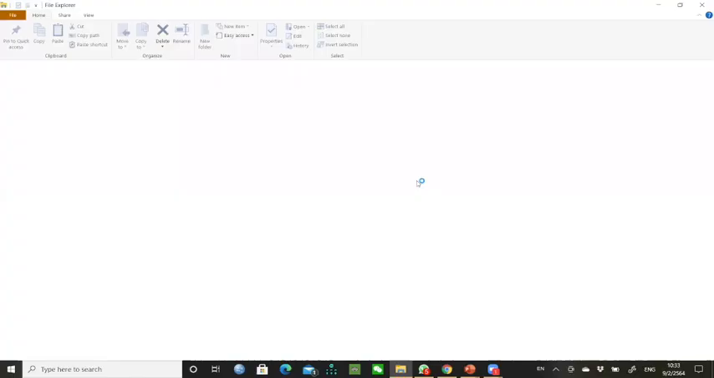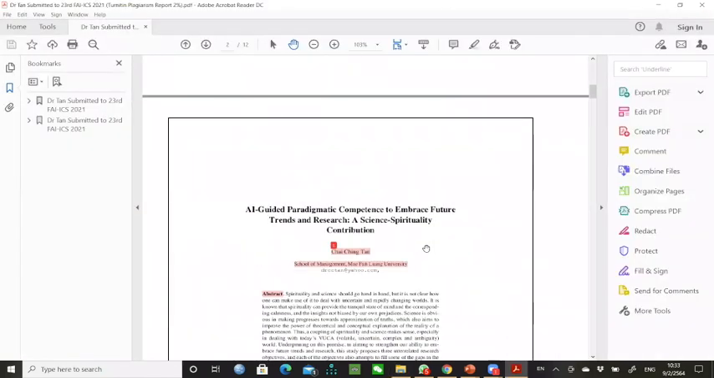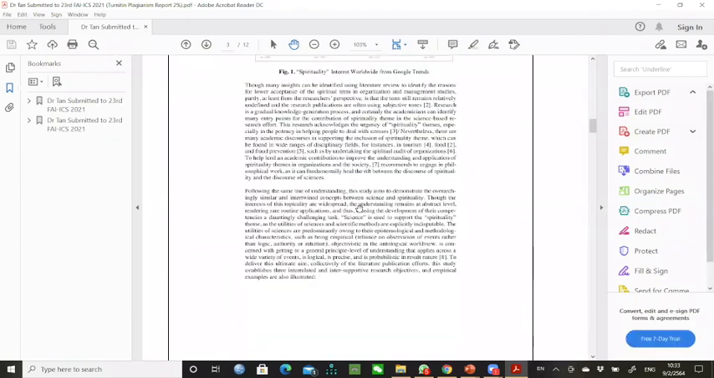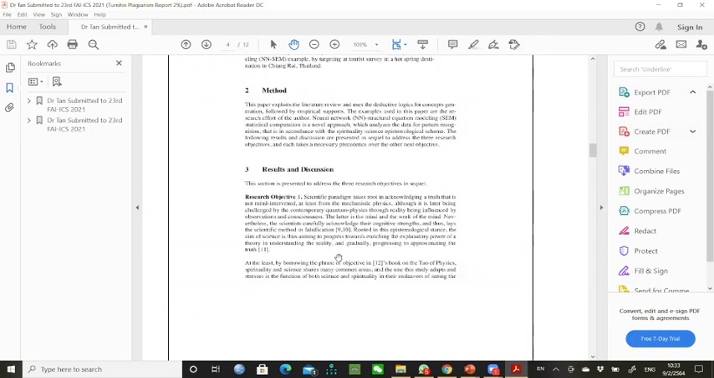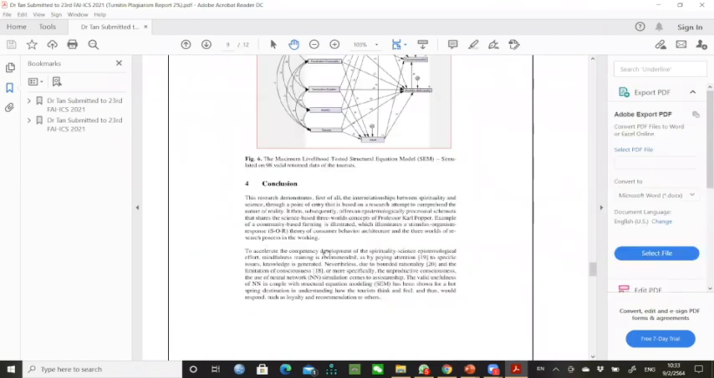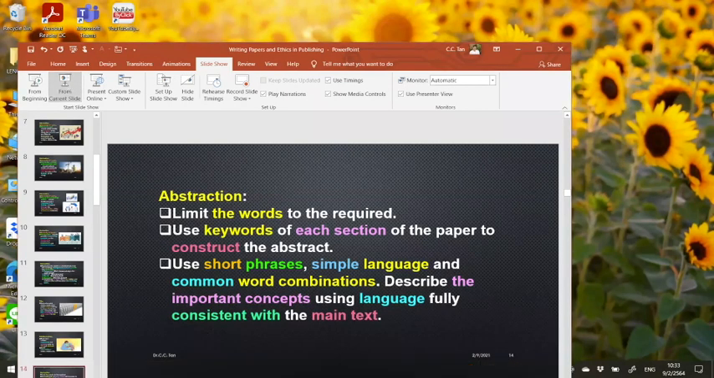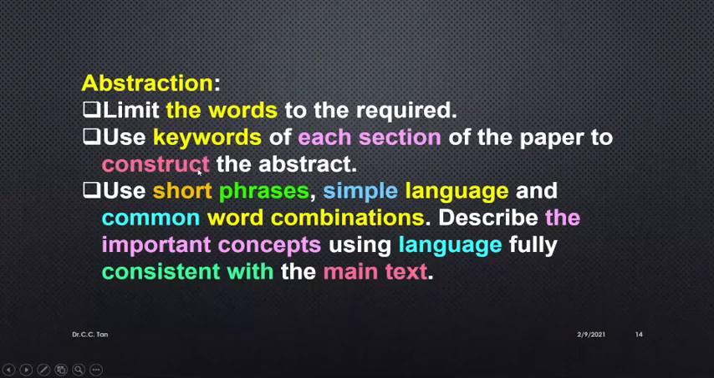If you go back to the article, we have the introduction, the methods, the results and discussion combined together, and the conclusion. Your job, therefore, is to use the keywords of each section of the paper, because every section has some very important ideas and keywords. You can use them to compose your abstract, and try to use simple sentences for constructing your language.